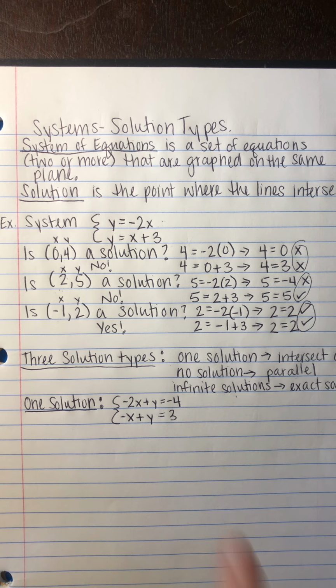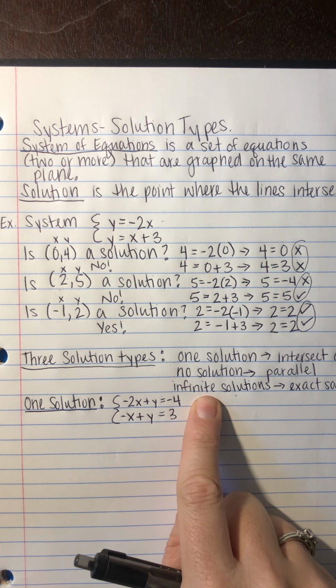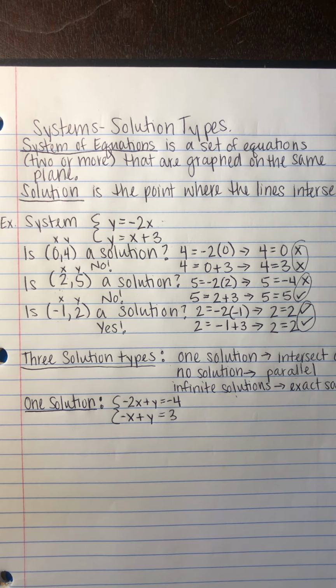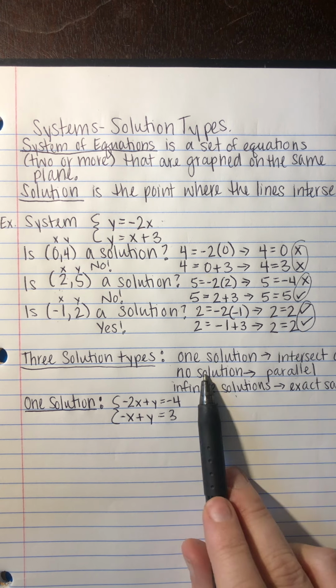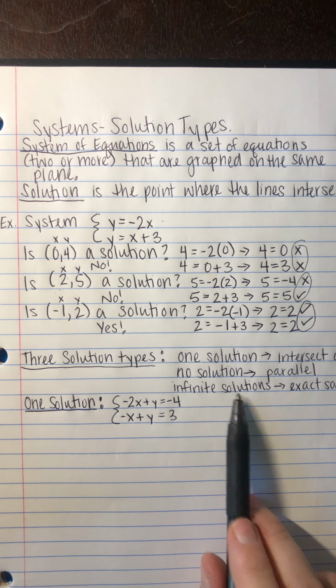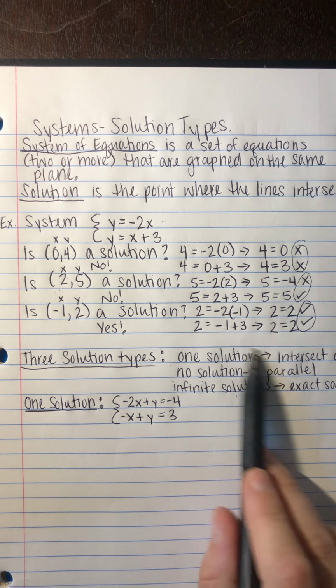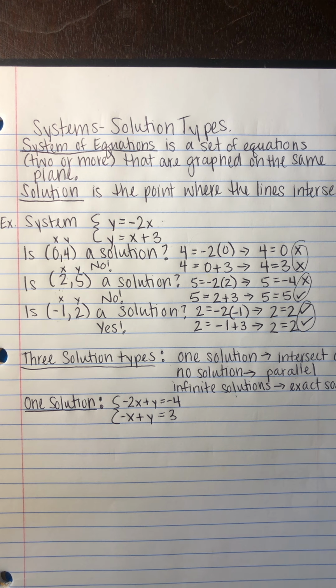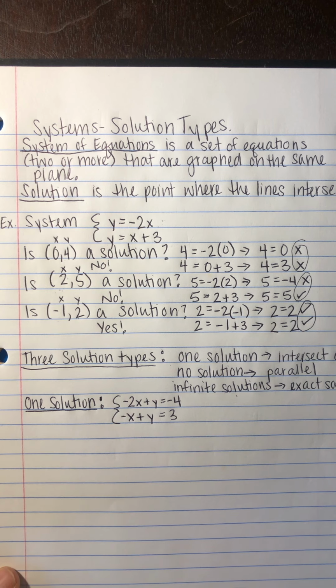In order for us to really tell if they have no solution or infinite solutions, then we need to get them in slope-intercept form. If they don't have the same slope, that means they're not parallel. If they're not the exact same line, it means they're not infinite, which means our last option means they would only have one solution there. So first things first, we're going to change these into slope-intercept form.